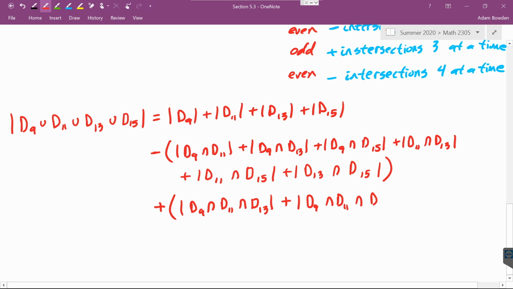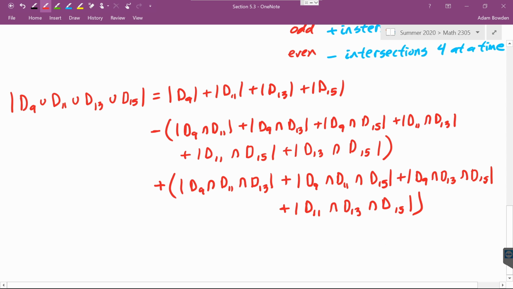9, 11, and 15. 9, 13, and 15. And then 11, 13, and 15. And then those are all those, and then we need to subtract the number of intersections of 4 at a time. So 9, 11, 13, and 15.